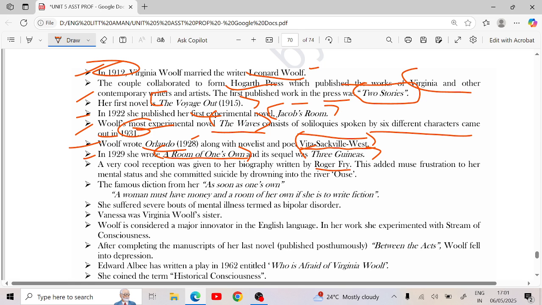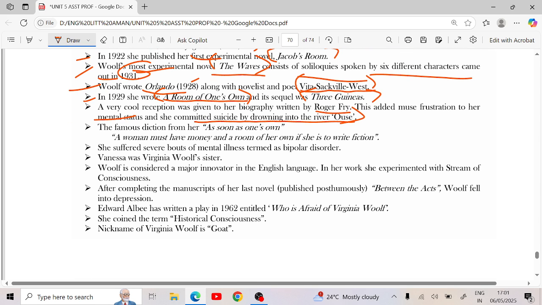A very cool reception was given to her biography of Roger Fry. This added much frustration to her mental state, and she committed suicide by drowning herself in the River Ouse. तो एक बंदा था जिसका नाम था रोजर फ्राई, और ये इनकी एक बायोग्राफी लिखता है, जिससे वो बहुत ज़्यादा frustrated हो जाती है और वो सुसाइड करने की कोशिश करती है और अपने आप को उस river में डुबो लेती है.